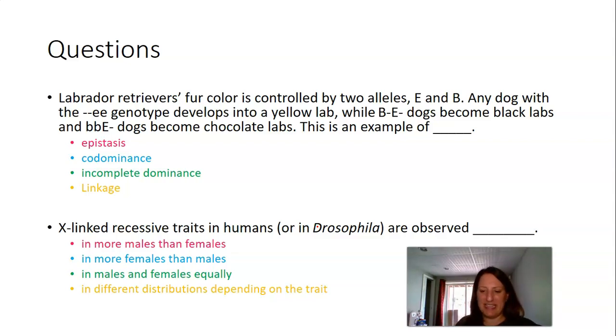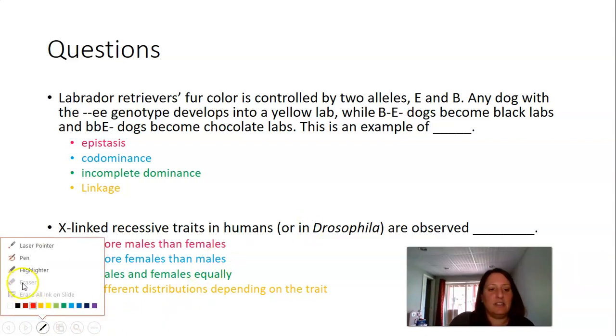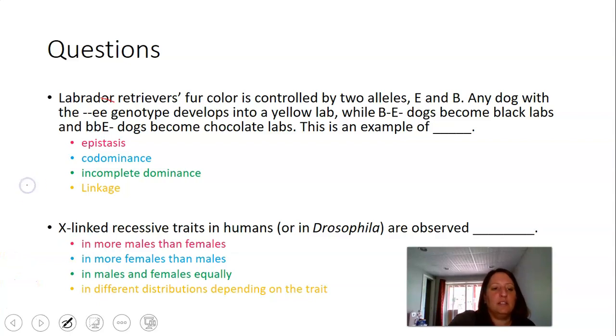So hopefully you answered epistasis. We would say that the E gene is epistatic, or controls the expression of the B gene. In the case of lab fur color, at least one dose of the dominant E is required to have color, either black or brown. Without one dose of the big E gene, which is shown here, we end up with yellow, which means that no color gets deposited.